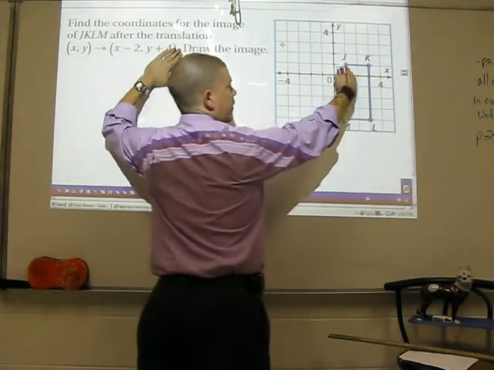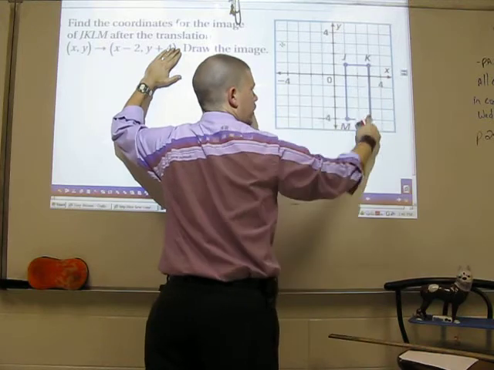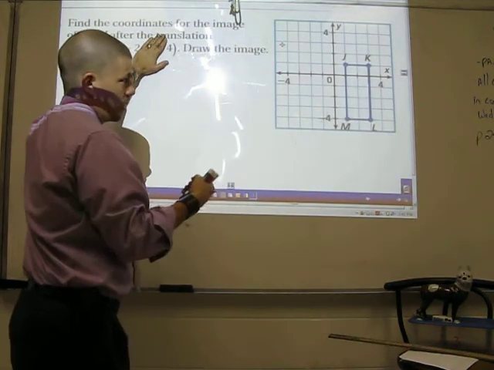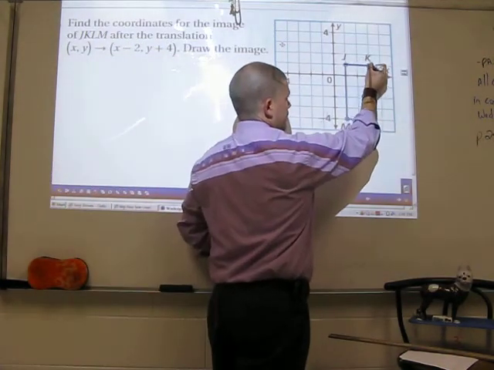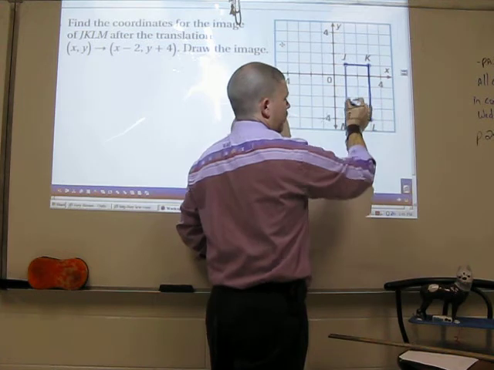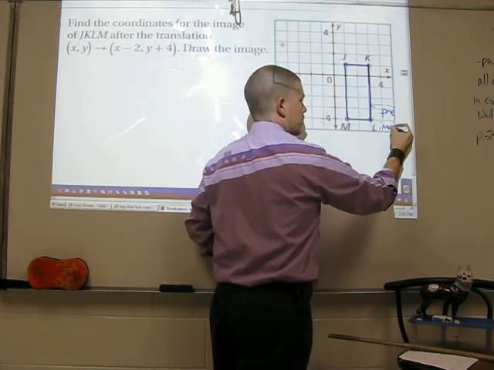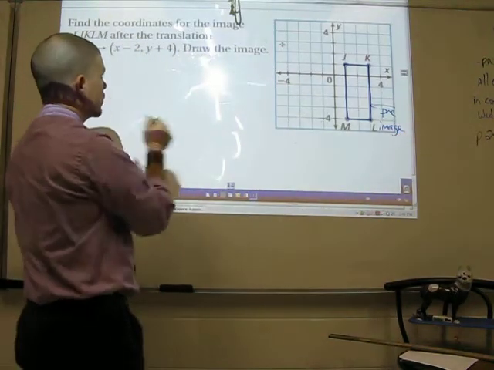So here's the shape. If you can't see it, JKLM. So here are the coordinates. And then you're going to have to find the coordinates for the image. Now, what does that make this shape right here? Is this the image? No, it's not. What is it? It's the pre-image. Kind of strange, I know. So now we're going to be moving it to its image spot.